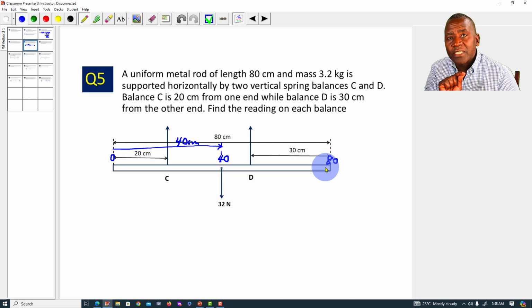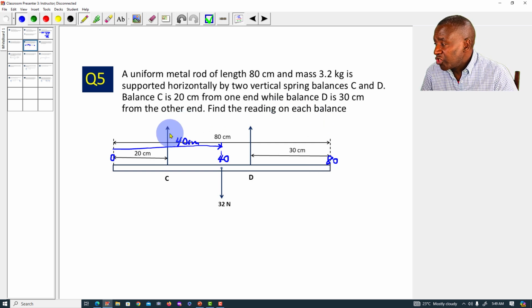Now, here is the key. Here is the point that you must always remember. If you're confronted with a question like that one, the best point to take moments about is that point where you want to eliminate a force which has not been asked. You have not been asked to calculate that force, but you feel that it plays a significant part in this question. For example, here there are 3 forces which are acting on this rod.